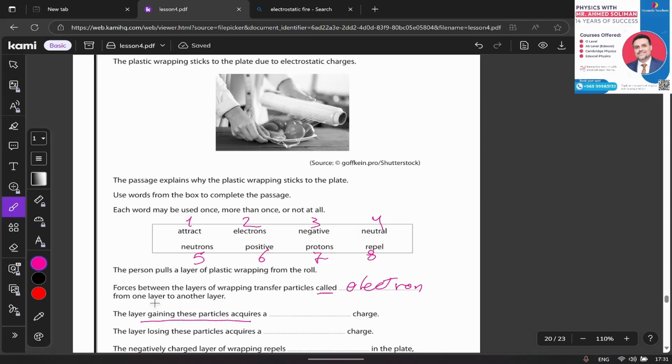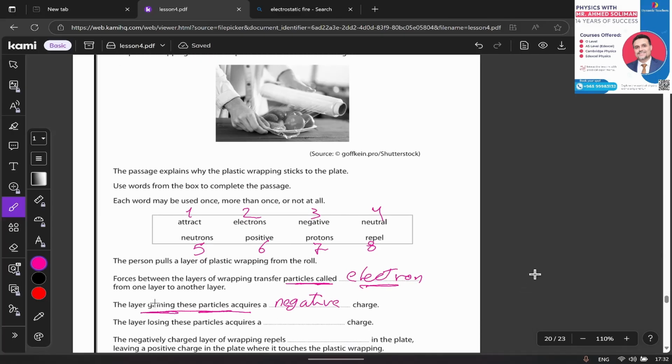The layer gaining those particles acquires a positively charged. Why positively charged, Baro? Tell me. It gain what? It gain particles. What is the particles called, Baro? Electron. So if an object gain electrons, it will be positive or negative? Negative. Thank you.